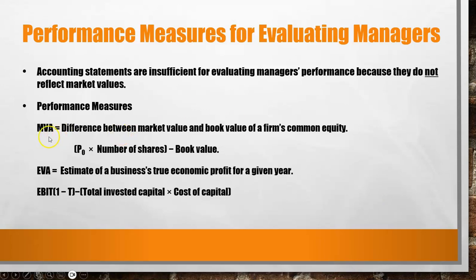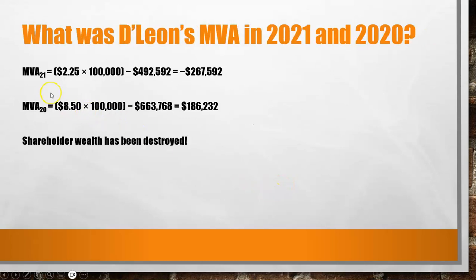So, market value added, MVA, is the difference between market value and book value of a firm's common equity. Economic value added is an estimate of a business's true economic profit for a given year. Market value added was actually a negative 267 compared to 2020. Shareholder wealth has been destroyed. It's not good.